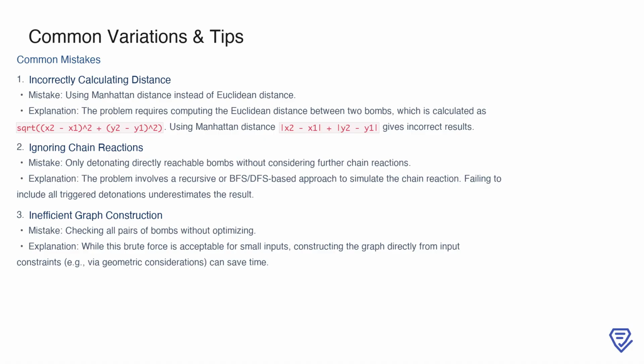Finally, an inefficient approach to graph construction can also cause problems. While brute force, such as checking all pairs of bombs, may work for smaller inputs, it's not optimized. Leveraging geometric considerations or other constraints from the input can help speed up graph creation and improve performance.